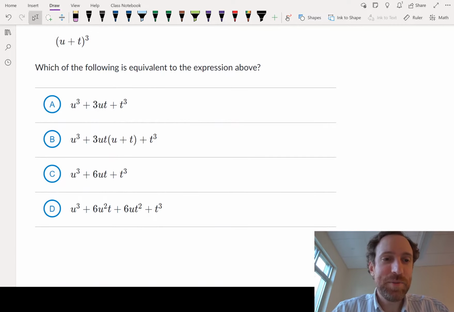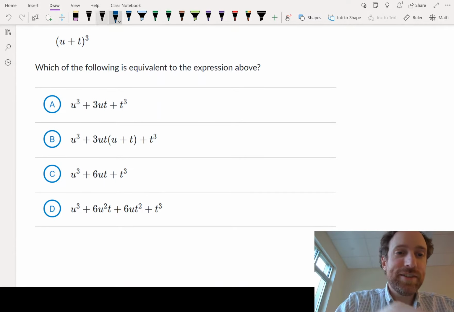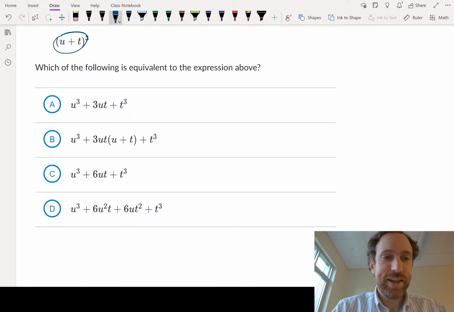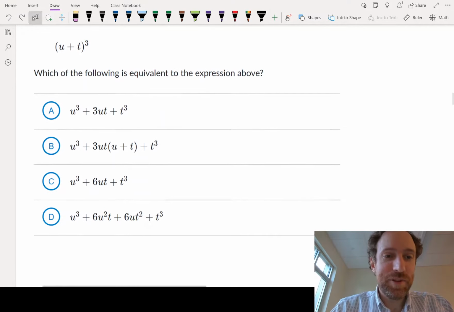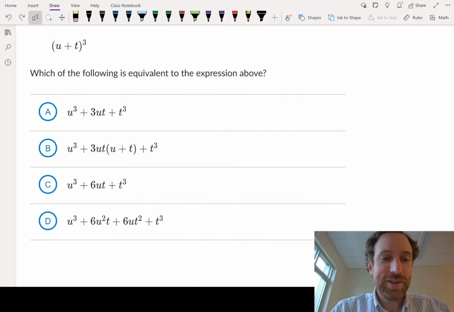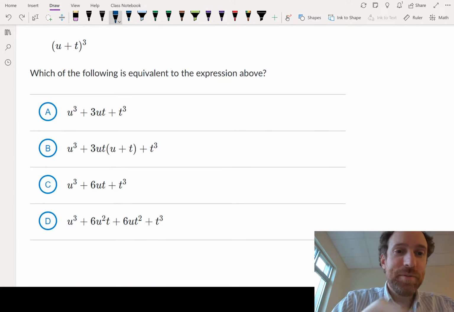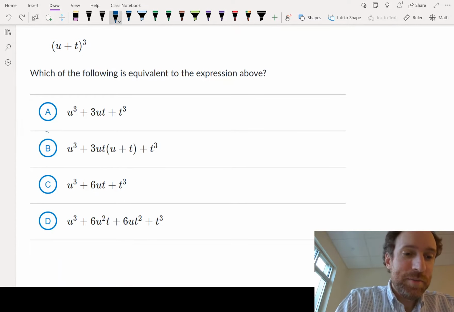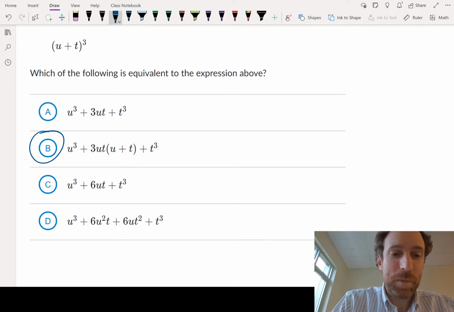Here's one more example. This one is a power of a polynomial. Now you might notice the polynomial has two letters here, u and t, and that's okay, it's still a polynomial. Go ahead and pause the video and give this one a try. Okay, this one you might have noticed is a little bit weird, but the correct answer is B.